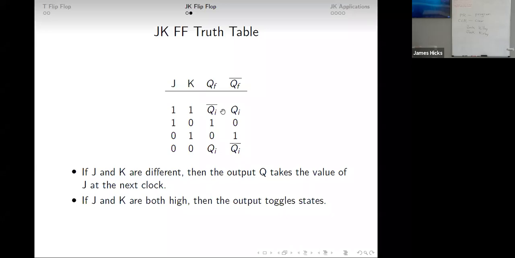Let's make them both high. Flip states. When the inputs are different, it just passes those same states. So this is kind of like letting you set inputs for, say, J, K. Both 0 on the input is just like leaving it in its unchanged state.